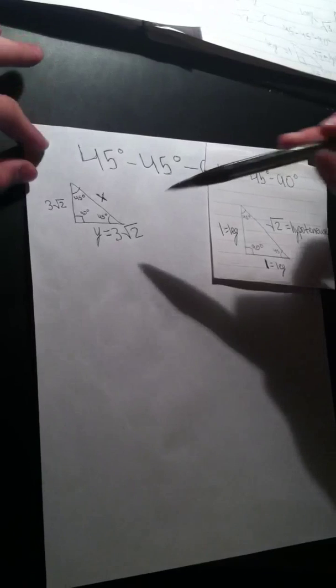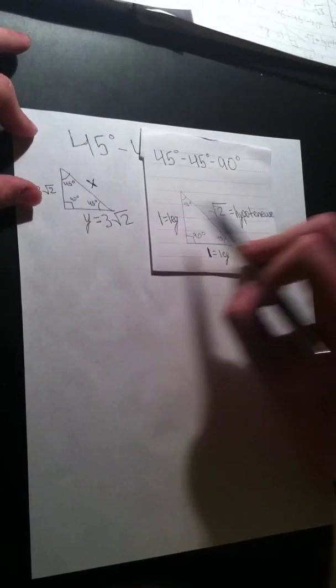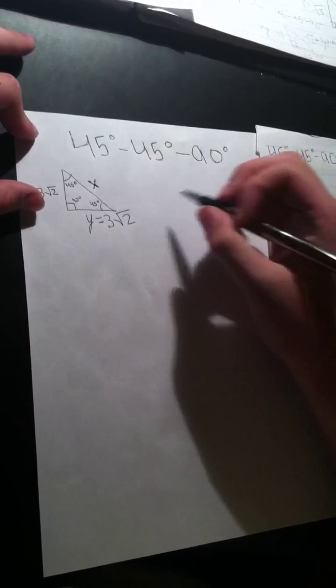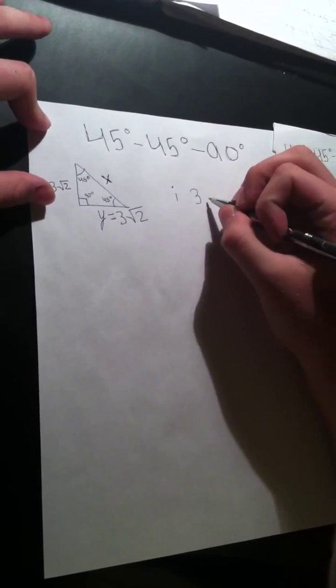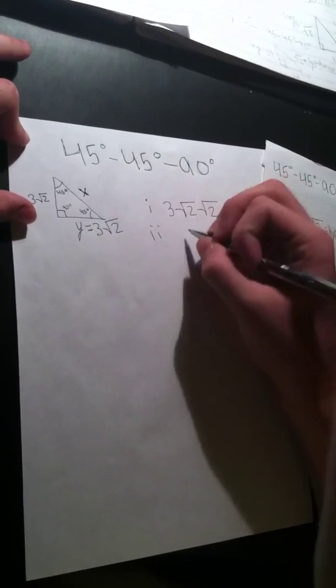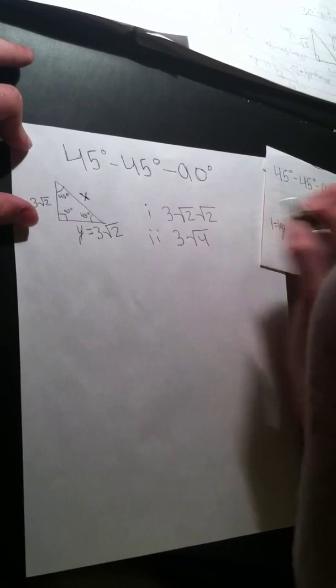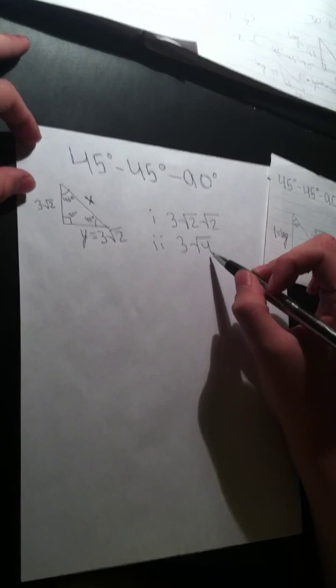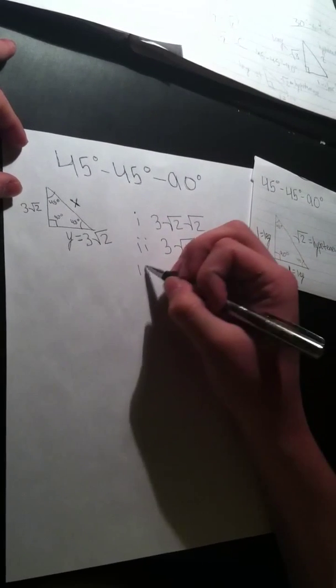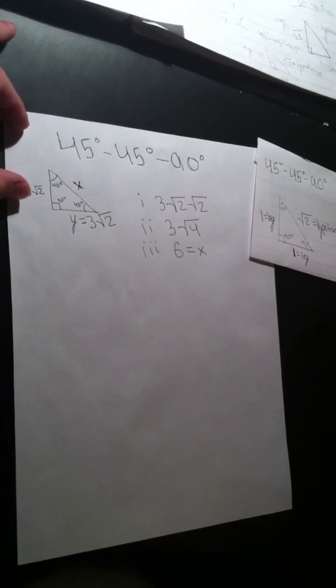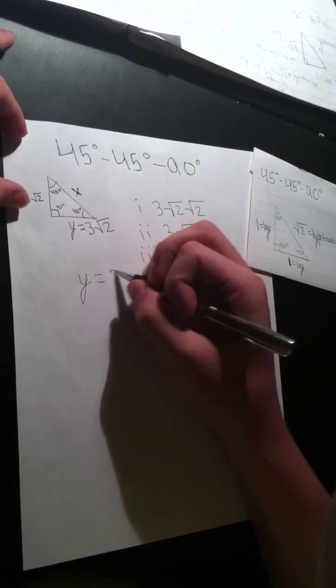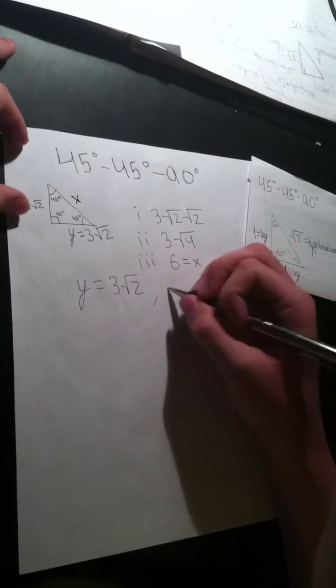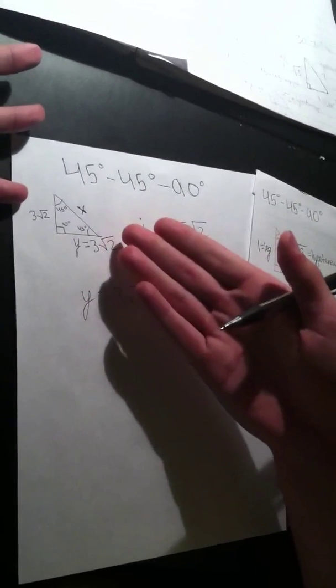So now we're going to want to find our hypotenuse, and remembering that all we're going to do is put the leg in front of the square root of 2. So now we have 3 times the square root of 2 times the square root of 2. Now we have 3 times the square root of 4, and we know that the square root of 4 is equal to 2, so now we're going to multiply that by 3. So now we have that 6 is equal to x, which is our hypotenuse. So now we have y is equal to 3 root 2, and x is equal to 6. So we have this one figured out.